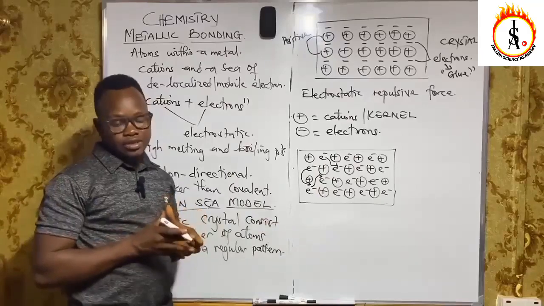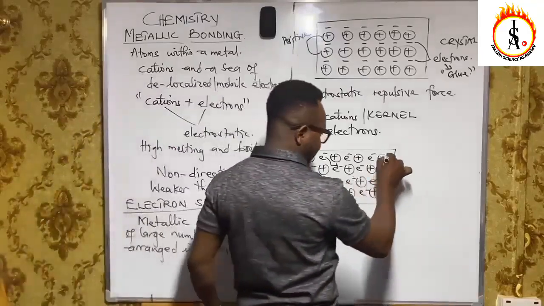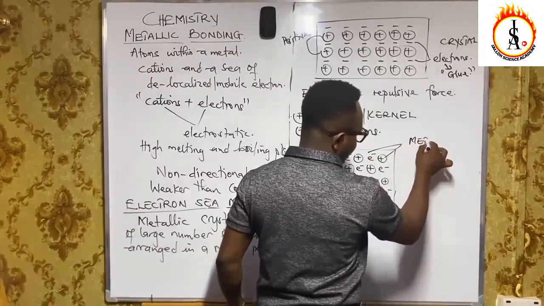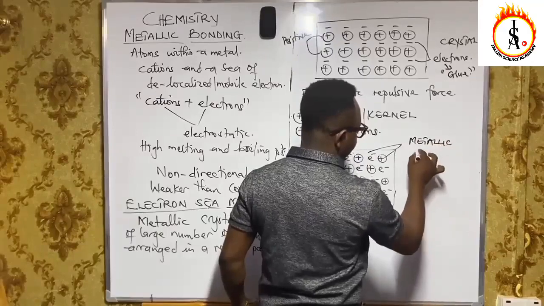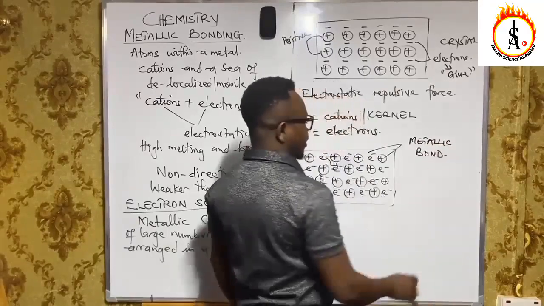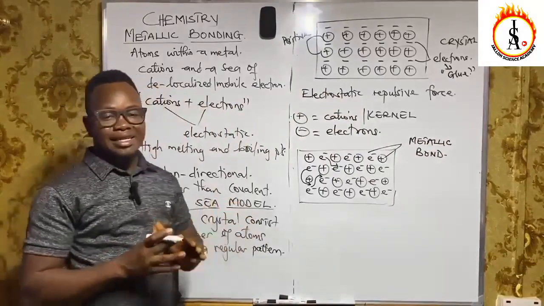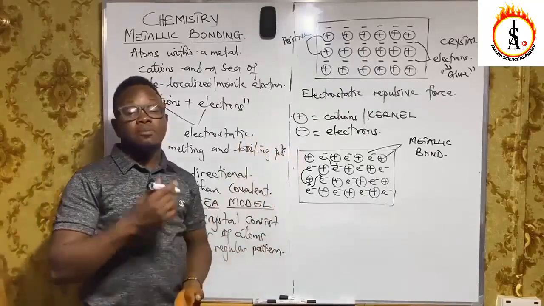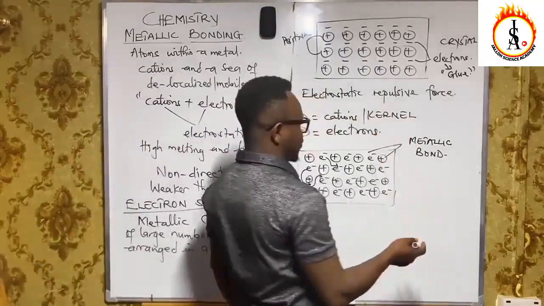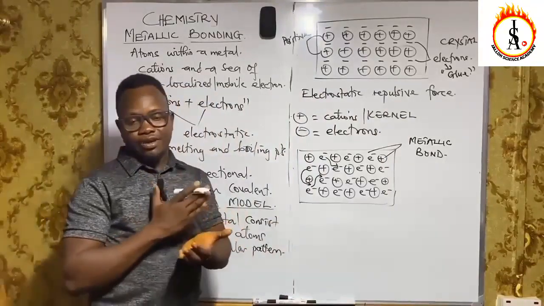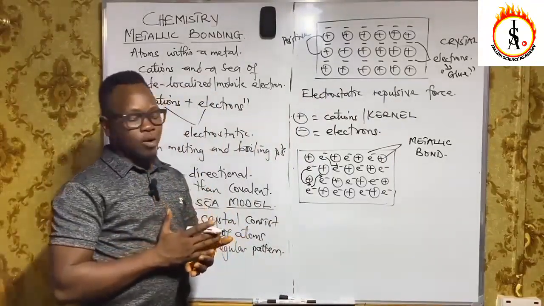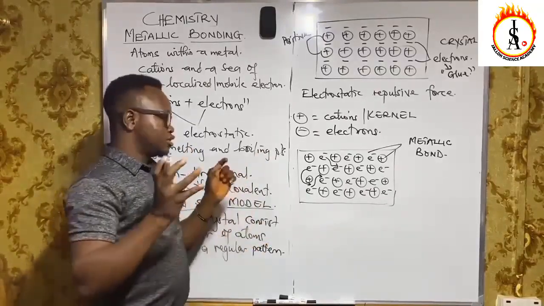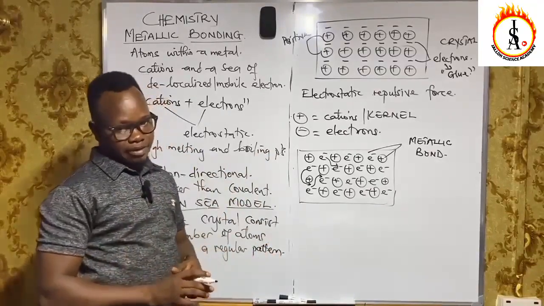So the electrostatic force which binds these cations and these electrons is what we refer to as a metallic bond. Okay, so the electrostatic force binding the delocalized, mobile electrons and the positive kernels, or the cations, is what we refer to as the metallic bond. And the stronger the force, the stronger the metallic bond. The weaker the force binding them, the weaker the metallic bond.